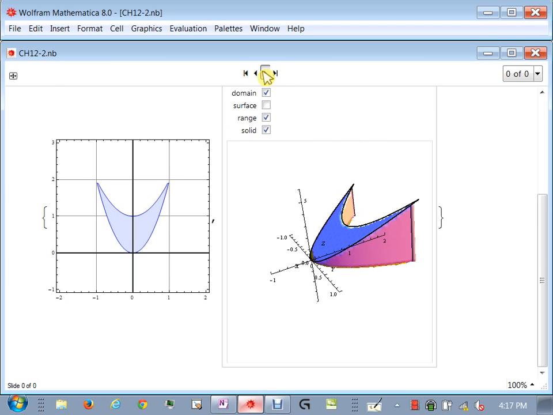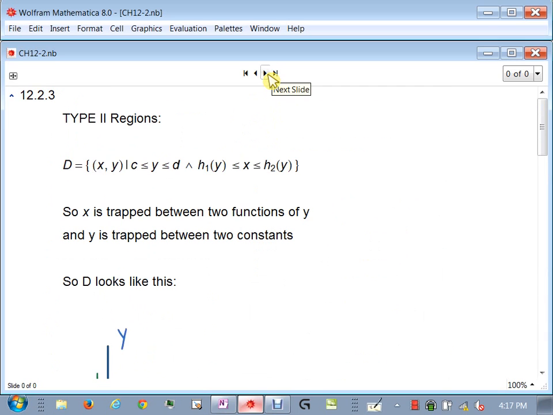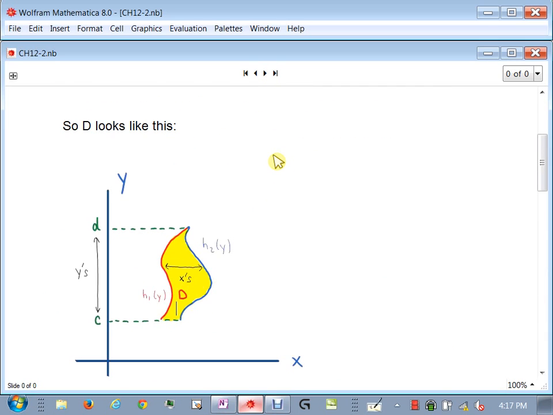I think I'm exhausting you. I think I'm exhausted. Another one, same thing. Type 2 region, what's the difference? Y is between two constants. And this time we're kind of like rotating our heads and we're saying now our x's are trapped this way. So they're functions of y instead of functions of x.